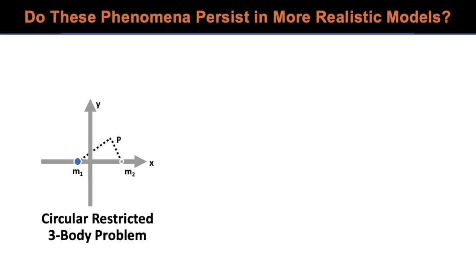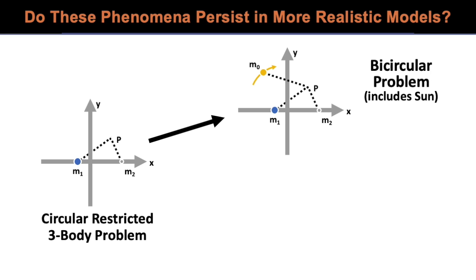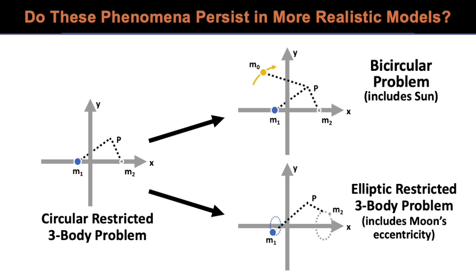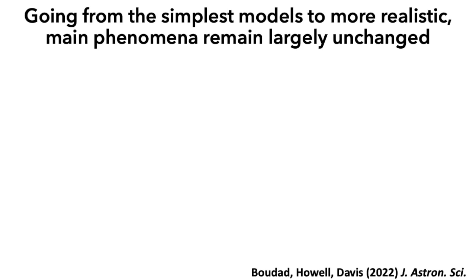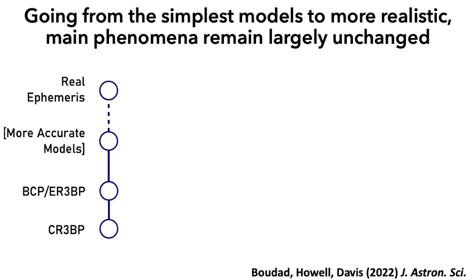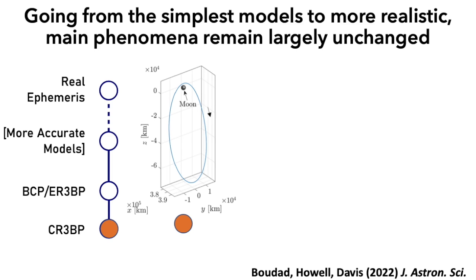The question that sometimes comes up is, do these phenomena persist when we add more realistic models? So for example, including the effect of the sun, that's something called the bicircular model, or including the effect of the moon's ellipticity, the elliptic restricted three-body problem. And when we do go from the simplest models to more realistic, the main phenomena remain largely unchanged. So this is sort of a hierarchy of models going from the circular restricted three-body problem up to the real ephemeris. And this is some work by Kathy Howell's group.